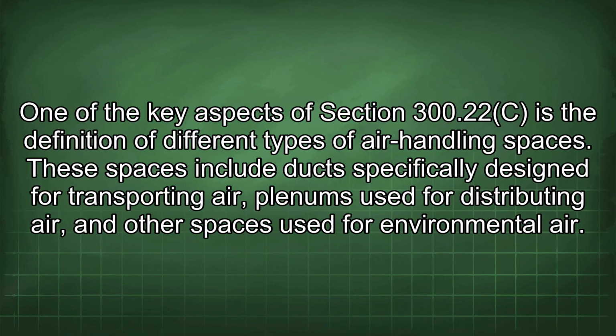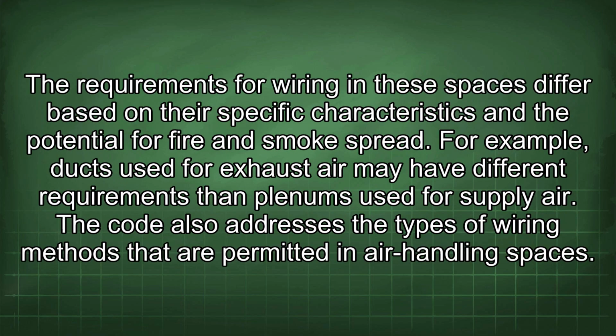One of the key aspects of Section 300.22c is the definition of different types of air handling spaces. These spaces include ducts specifically designed for transporting air, plenums used for distributing air, and other spaces used for environmental air. The requirements for wiring in these spaces differ based on their specific characteristics and the potential for fire and smoke spread. For example, ducts used for exhaust air may have different requirements than plenums used for supply air.